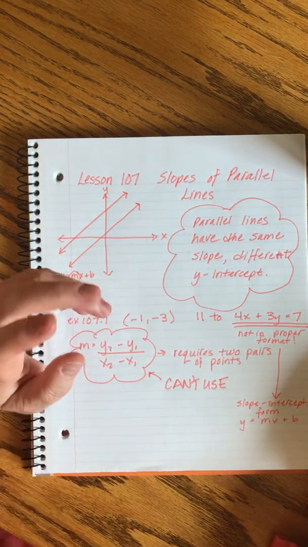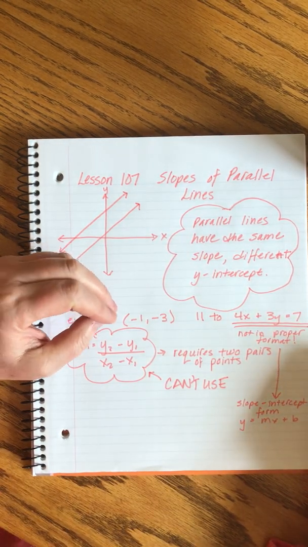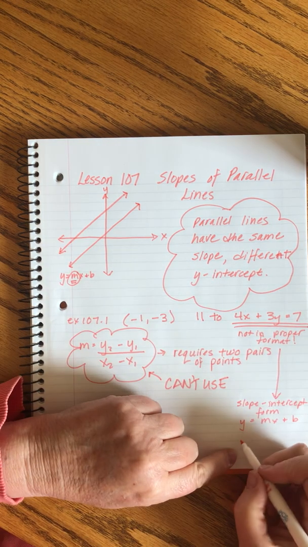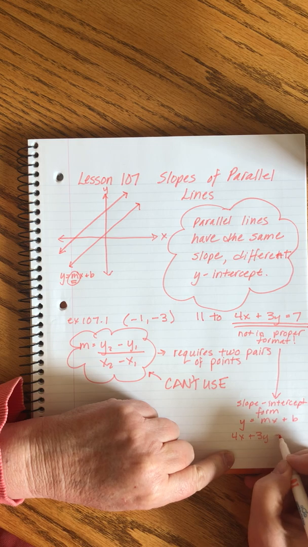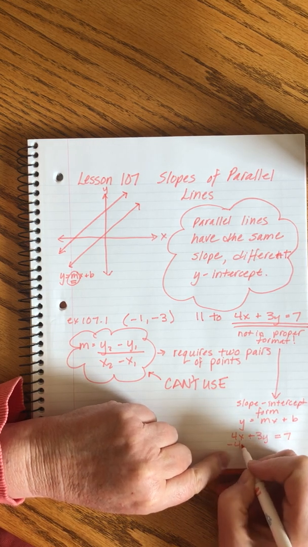So we have to rearrange this. It's not hard to do, but we just have to make sure that we do it. Did that even make sense? 4x plus 3y equals 7. I'm copying it over. So we want to subtract the 4x.